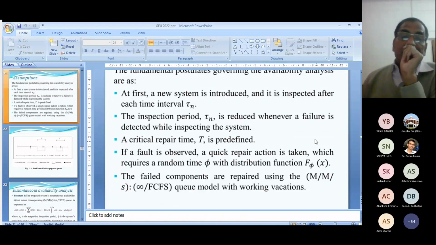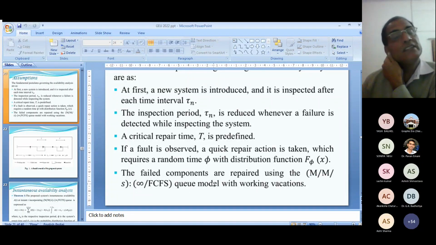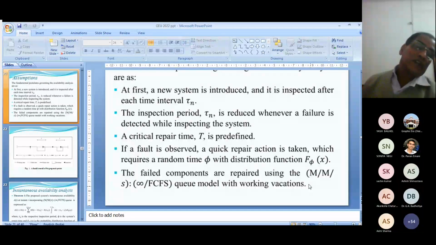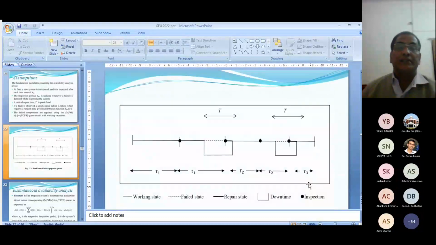See, if there is a failure, it means there is some fault, and to deal with the fault, a random time phi is being taken, and the distribution function corresponding to that is F phi(x). And the queue, as said earlier, the M/M/S infinity FCFS queue model is being considered with working vacation. Working vacation means the repairman is not 100% available always, but he is on vacation, but whenever he is called for, he will be available to repair the system.